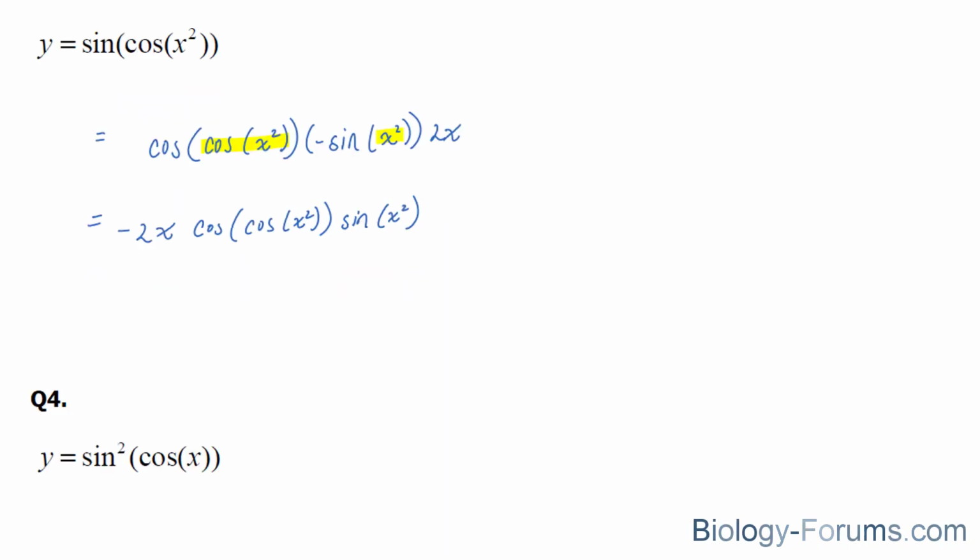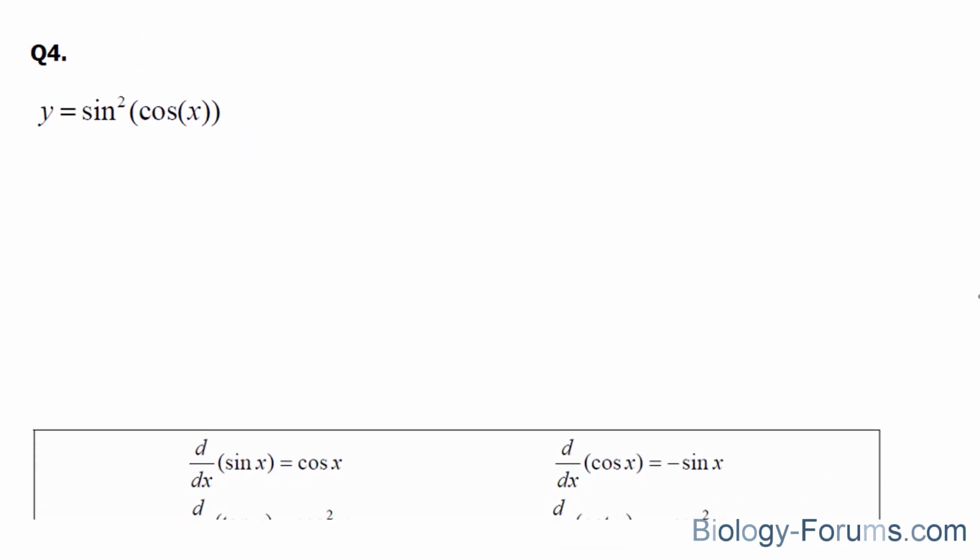Moving on to question number 4. Here we are asked to differentiate sine to the power of 2 of cosine x. Now if you're not familiar with this notation, this is the same as saying sine of cosine x, all to the power of 2. So we're going to use a combination of the power rule slash the chain rule. Now if we do that, we'll bring this 2 to the front and leave everything inside the way it is. And at the same time, we'll reduce this by 1.